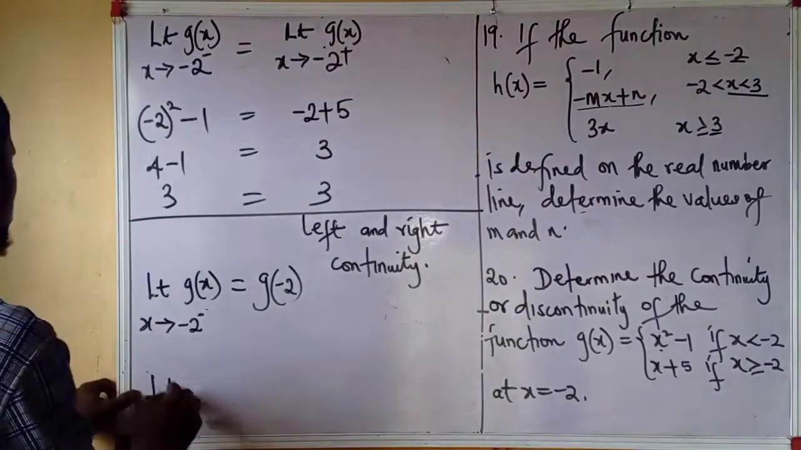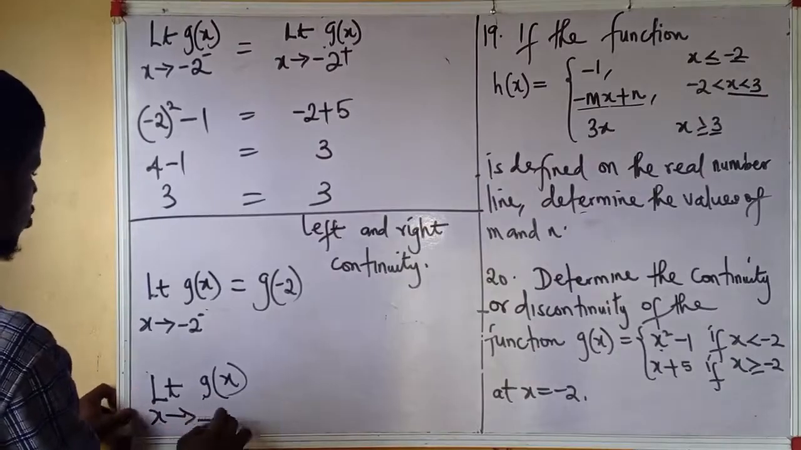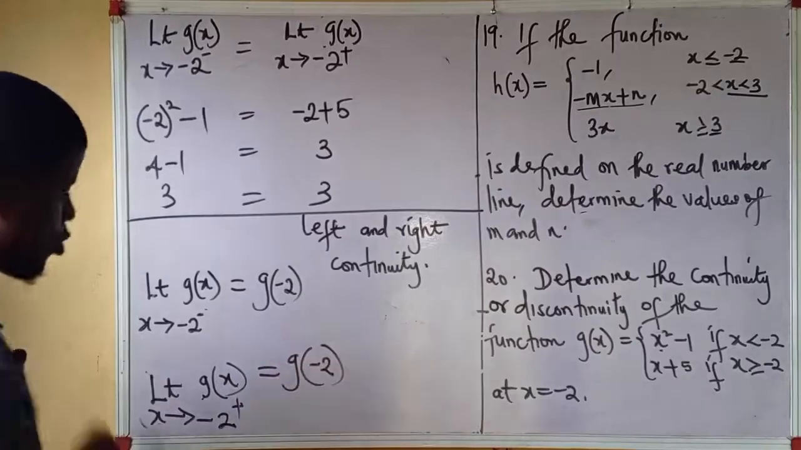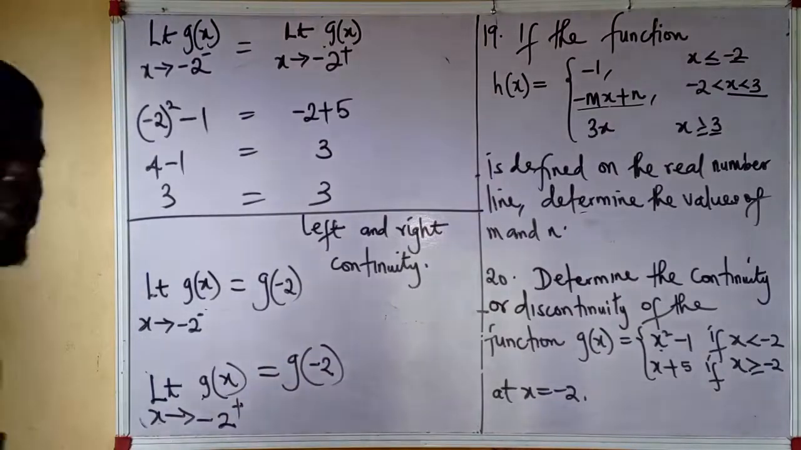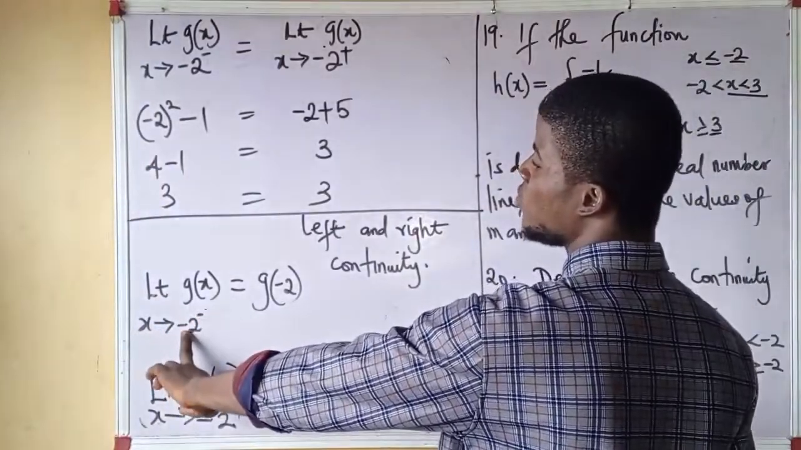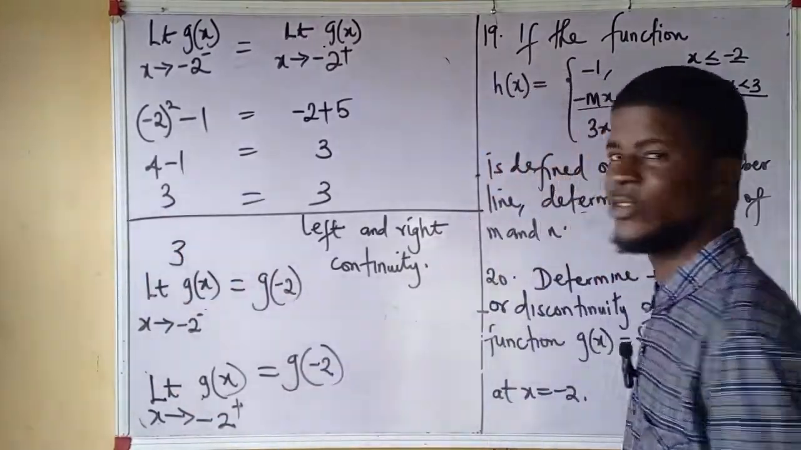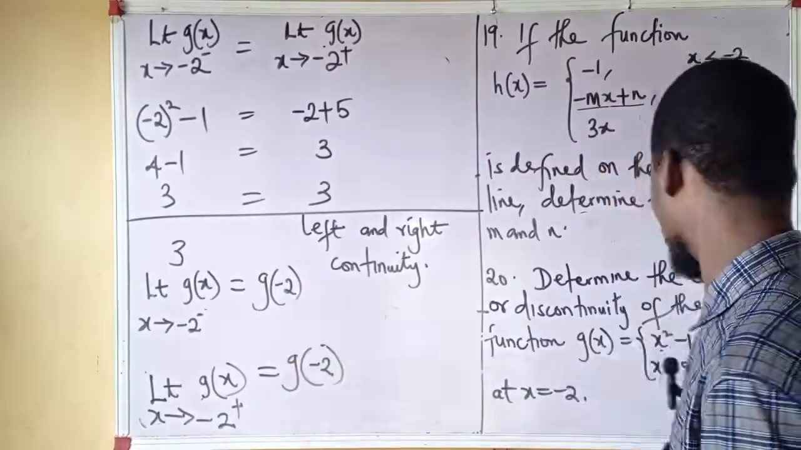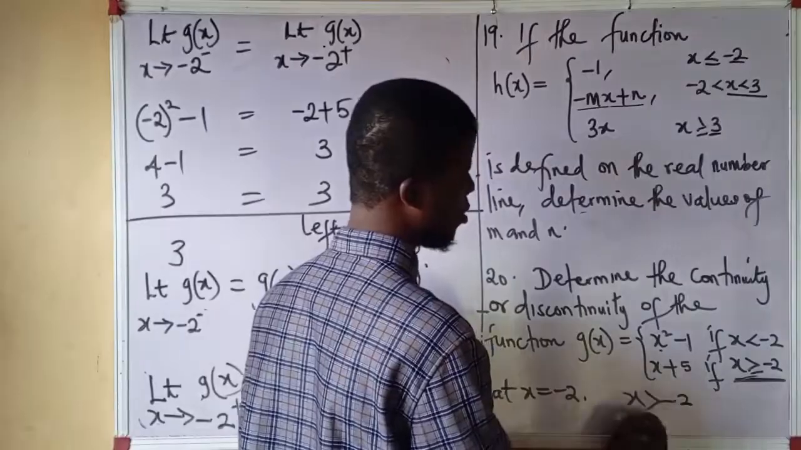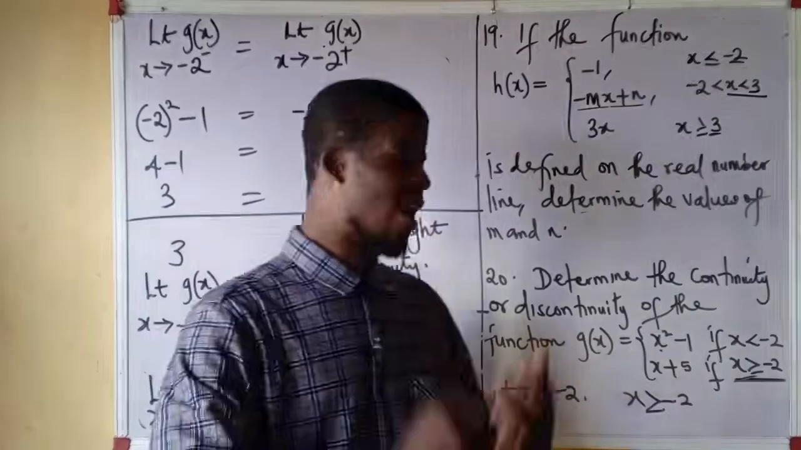If the limit of g of x as x approaches minus 2 from the right, which is the right-hand limit, is equal to g of minus 2 also, it means that the function is right continuous. We've gotten the left-hand limit as it approaches minus 2 as 3. What is the function's value at x equal to minus 2? If you look at this interval, x is both greater than minus 2 and also equal to minus 2 at the same time. So I want to determine the function's value at minus 2.